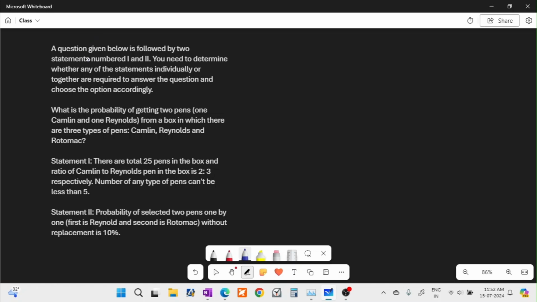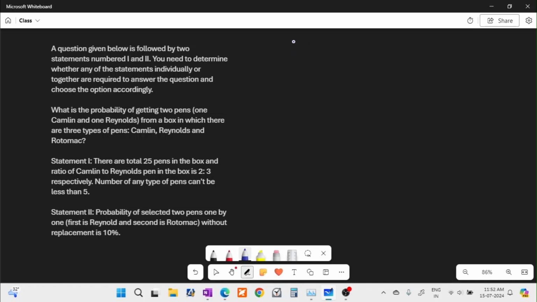This question is of data sufficiency. Here two statements are given, statement 1 and statement 2, and we have to find whether these are sufficient to answer the question asked here. That is, what is the probability of getting two pens, one Camlin and one Reynolds, from a box in which there are three types of pen: Camlin, Reynolds, and Rotomac.